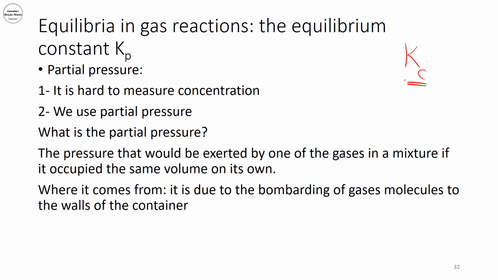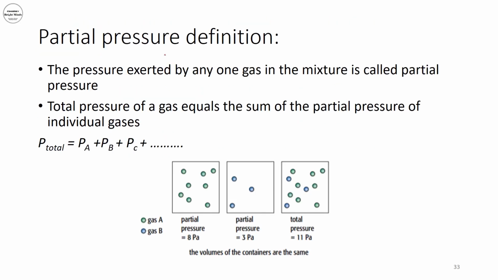If my reactants are gases, it is hard to calculate or to measure the concentration. Instead, we will use what we call the partial pressure. Now, the pressure of my gas usually is equal to the pressure or the bombarding of my gas molecules to the walls of my container. My partial pressure would be the pressure of this gas exerted on that container at the same volume when it occupies this volume by itself. Let's understand the partial pressure more.